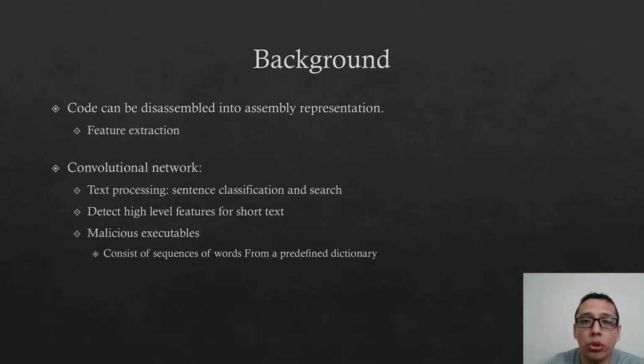A convolutional network can be applied to extract high-level features for short text using convolutional filters, since logs containing instructions from malicious executables consist of sequences of words from a predefined dictionary. There's an obvious analogy with text documents when selecting modeling methods.